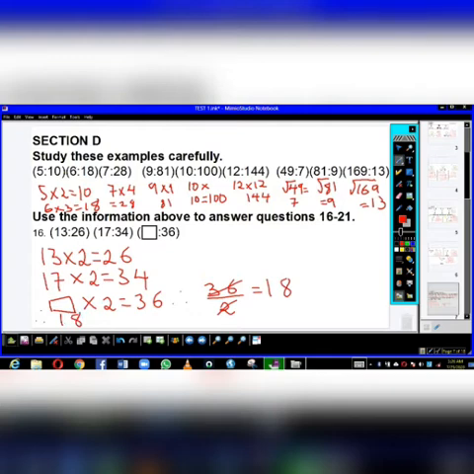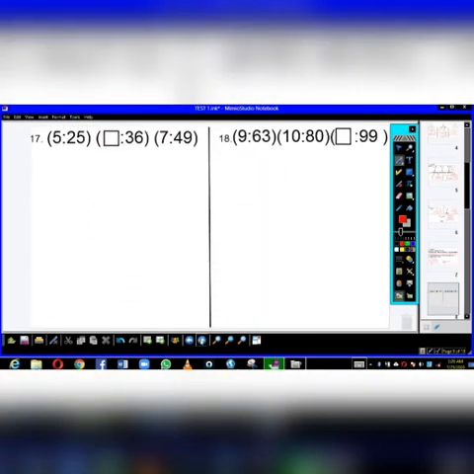Okay, now let's proceed to number 17. Here we are going to find the square of the given first numbers in the bracket. 5 square is equals to 25.